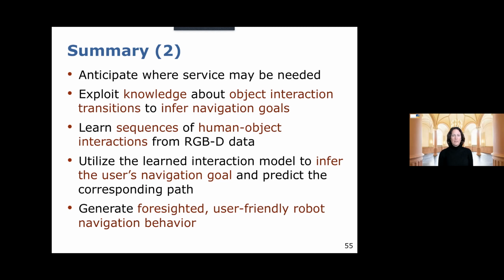And the robot can then generate foresighted user-friendly navigation behavior by also taking into account constraints derived from human comfort during navigation. So as I showed you, the robot is able to position itself close enough to the user so as to provide service quickly if needed, while avoiding interferences during navigation with the user.